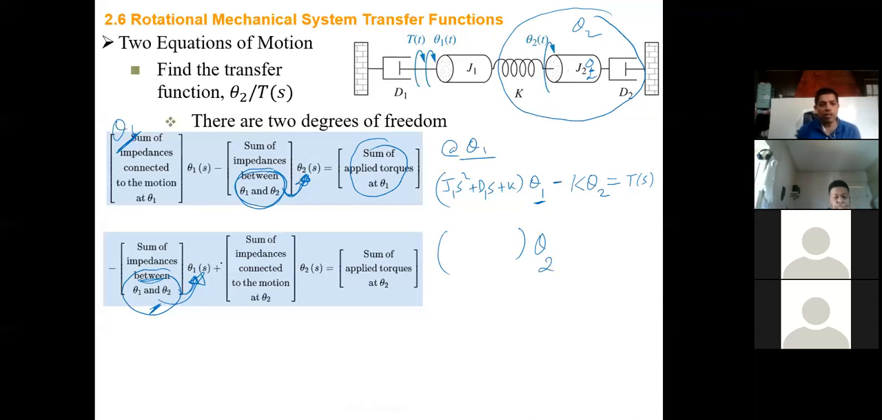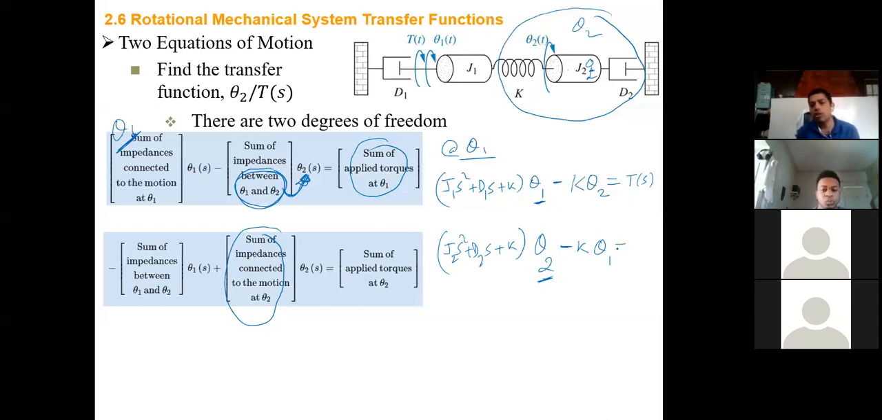So what is the sum of impedances connected to theta 2? Let's do that first. J2 S squared plus D2 S plus K. Exactly. So then now give me the in-between thing. Since I already have theta 2, next will be theta 1, right? Just minus K theta 1. Minus K, exactly. So in between always takes minus, okay? In between always takes minus.